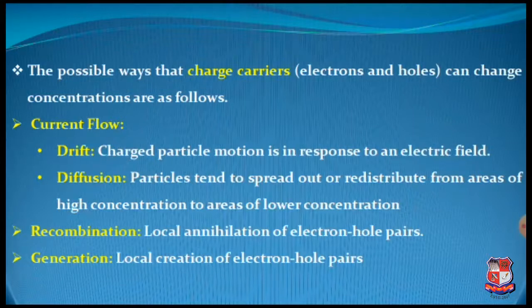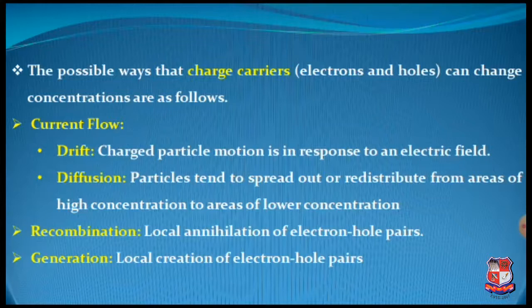Particles tend to spread out or redistribute from areas of high concentration to areas of lower concentration. So suppose you have a higher concentration of electrons in the conduction band and a lower concentration of holes in the valence band. Then electrons in the conduction band, by losing some energy, will travel to the valence band due to the diffusion process.